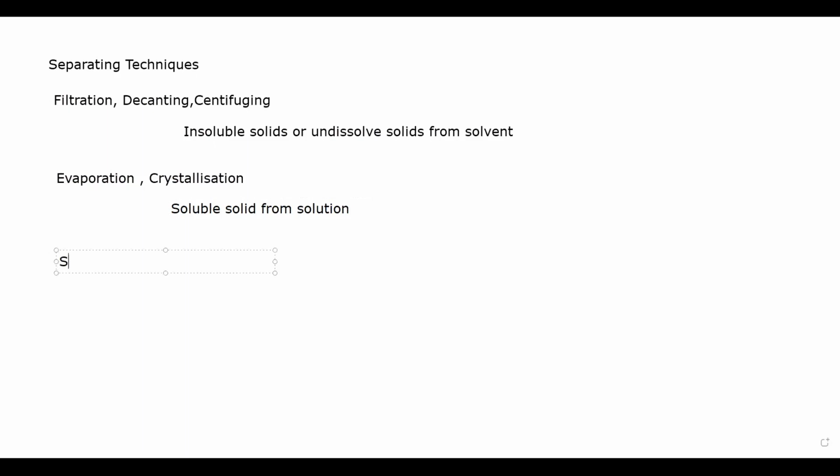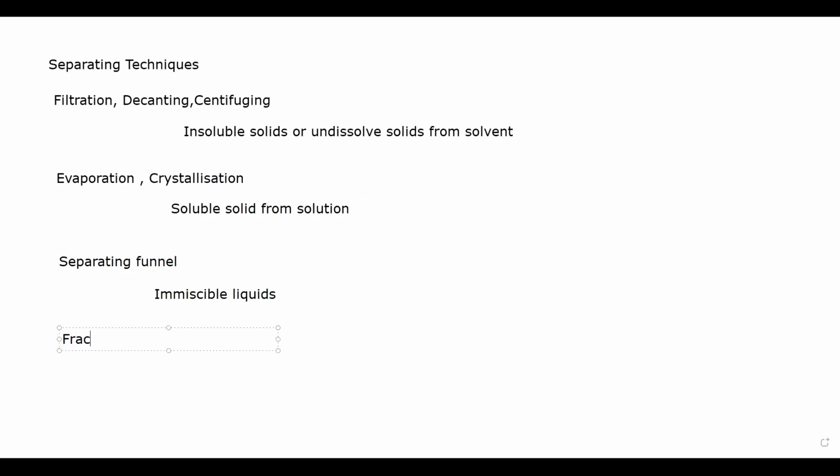Then we use a separating funnel. In what case do we use a separating funnel? A separating funnel is used to separate immiscible liquids. If you want to separate two or more immiscible liquids, we use a separating funnel.